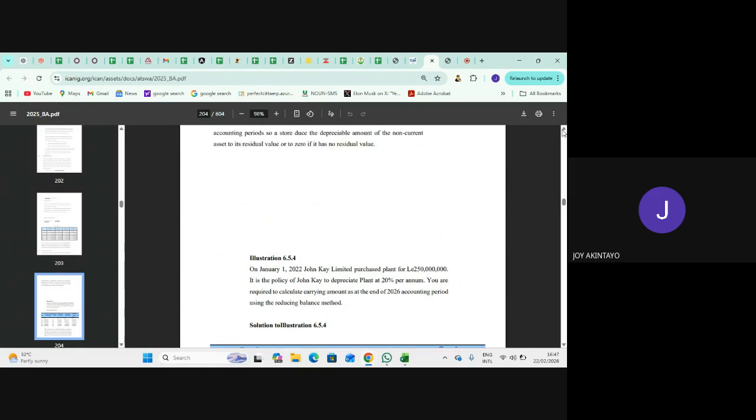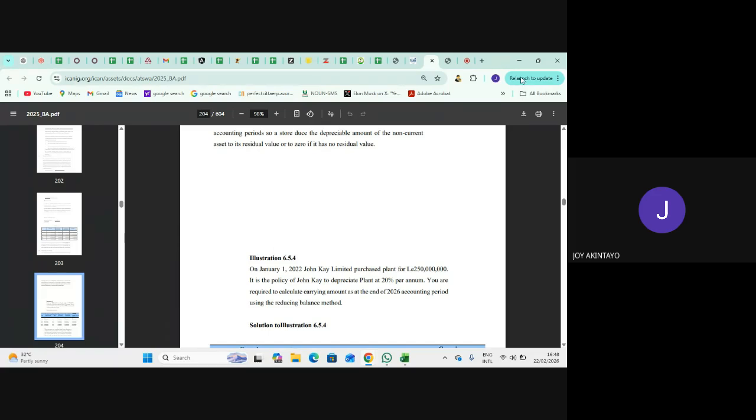Okay. So they said on 1st January 2022, John K. Limited purchased a plant and we are being given 20% per annum. We are required to prepare our carrying amount at the end of the year using the reducing balance method. Then also sometimes they might give us a percentage when it comes to the straight line method. So you don't need to bother yourself.